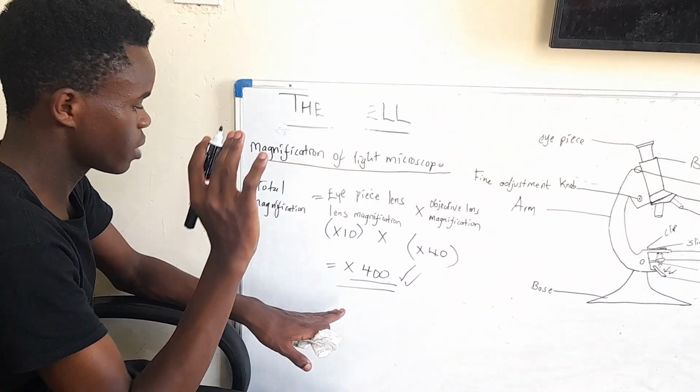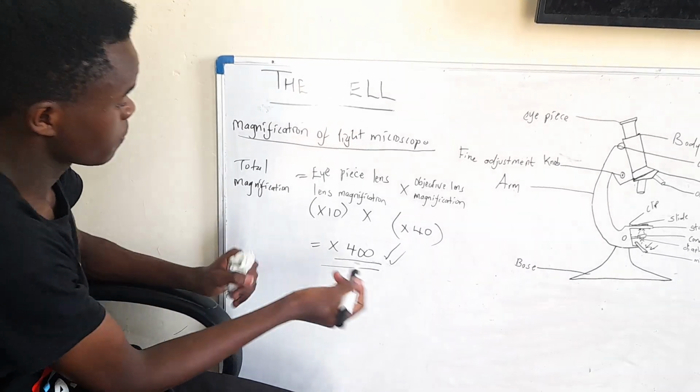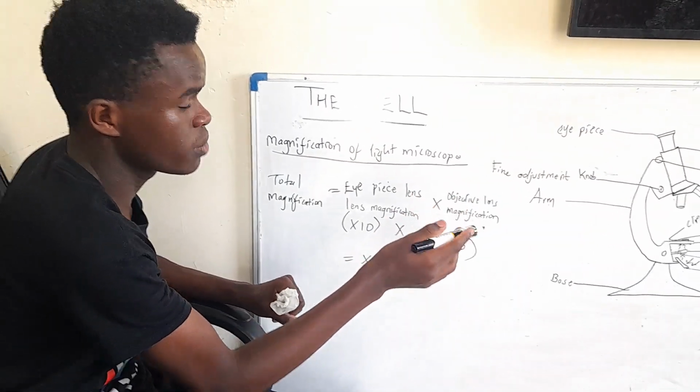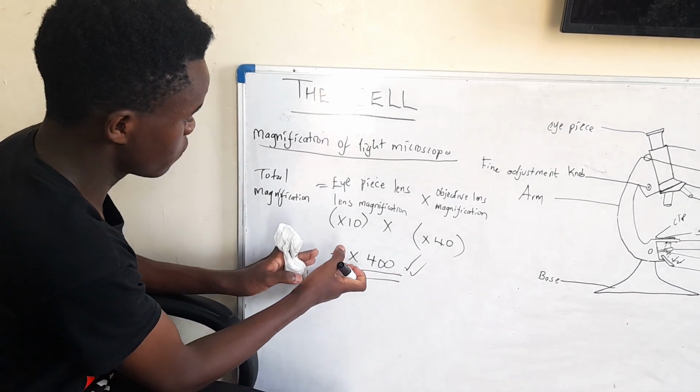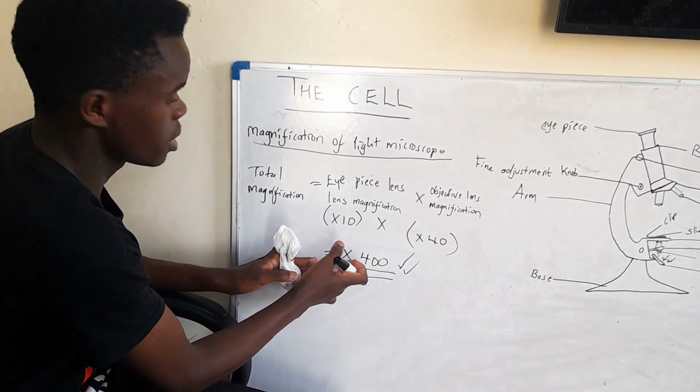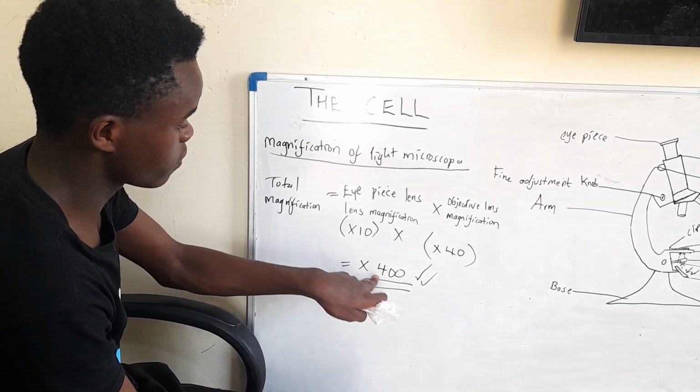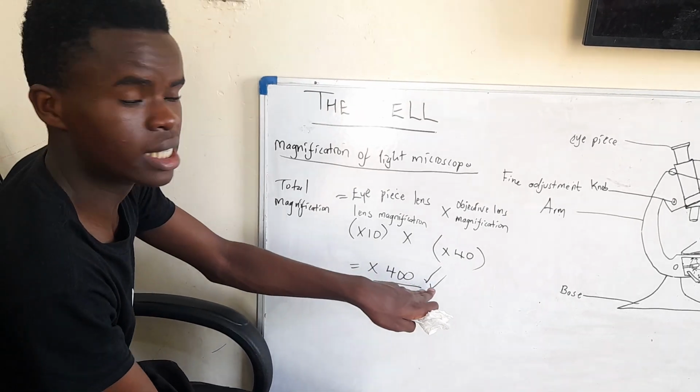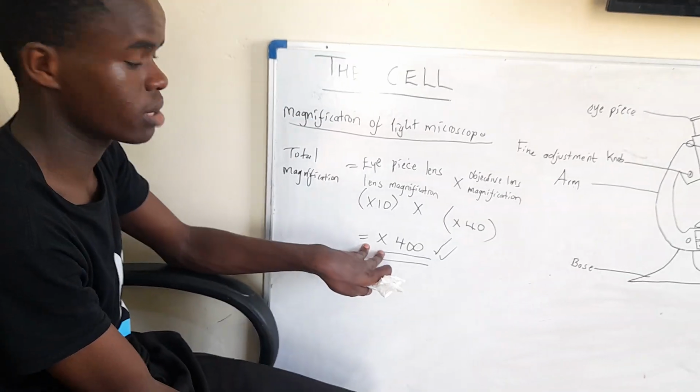And always make sure that when you're writing magnification for a light microscope, because it's a product, you should have this multiplication sign in front of the magnification, times 400. Without this, you are going to lose a mark.